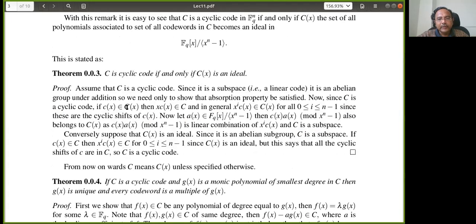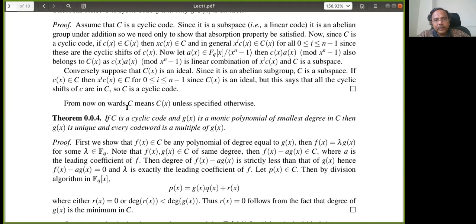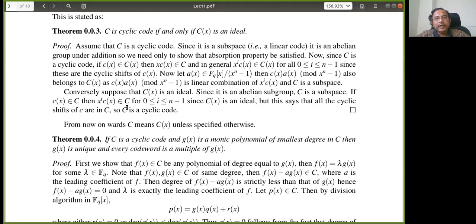But one point I want to tell you is what I am going to do in the remaining period today. Let me tell a few theorems about cyclic codes. Once I show that C of x is an ideal, there is no difference between C and C of x. So now my code words are polynomials. In this entire class on cyclic codes, code words are now polynomials. Now a cyclic code is an ideal, and it is generated by a single element.